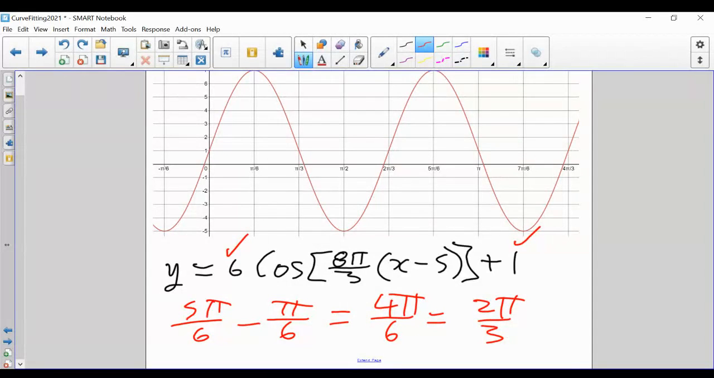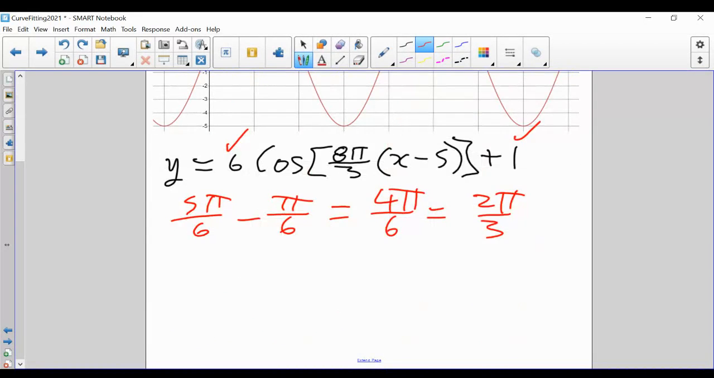Okay, so how do you work out your K value again? By the way, I think everybody agrees with you on that. I think so. I hope so anyway, because you're right. 2 pi over 3 is a period of the function. So how do we go from that to the K value again? You remember how to get the K value?